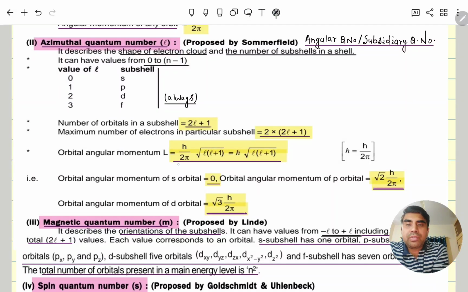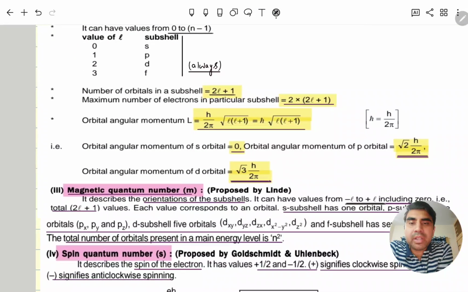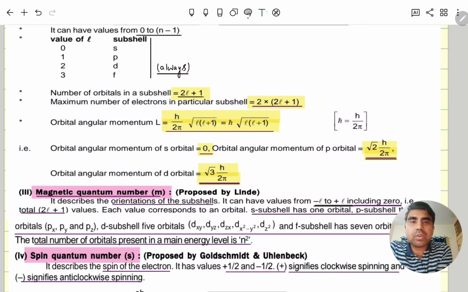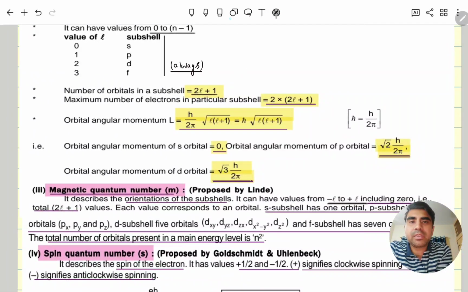Here, the number of orbitals in a subshell. We have to tell the number of orbitals in a subshell. So how many? 2 into l plus 1. There we discussed the number of orbitals in a shell, that is n square. Here the number of orbitals in a subshell is 2 into l plus 1. So just remember all these formulas, such as the maximum number of electrons in a particular subshell; hardly 5-6 formulas. So you just write them on one page and revise 4-5 times.